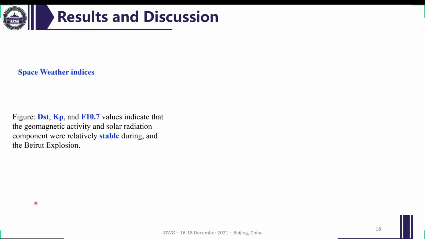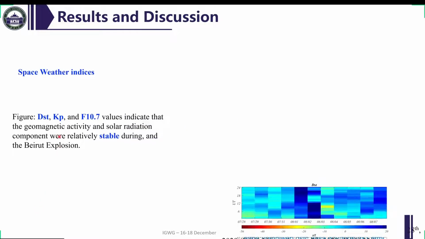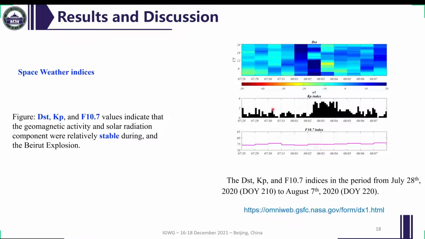Results and discussion. As we can see here, the space weather Kp index is less than 4, and the other parameters are in a stable state, so any ionospheric disturbance we find can be associated with this event.